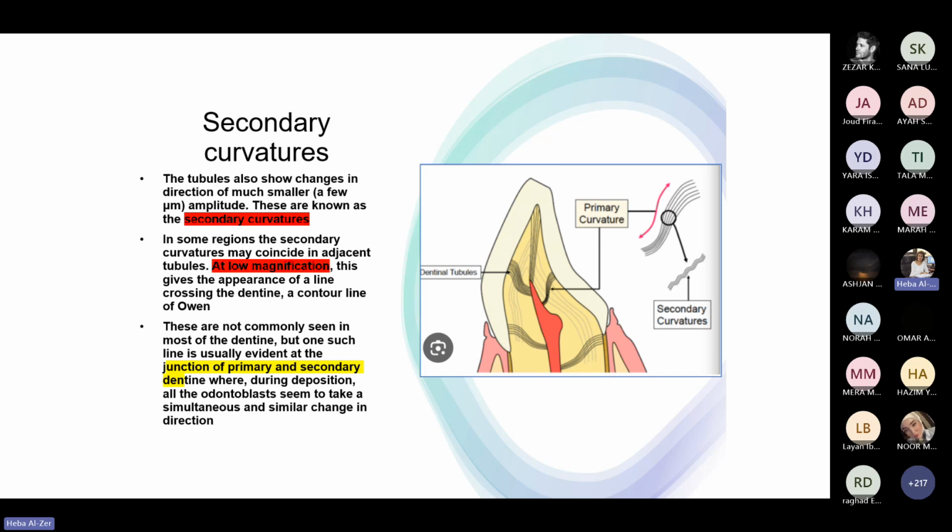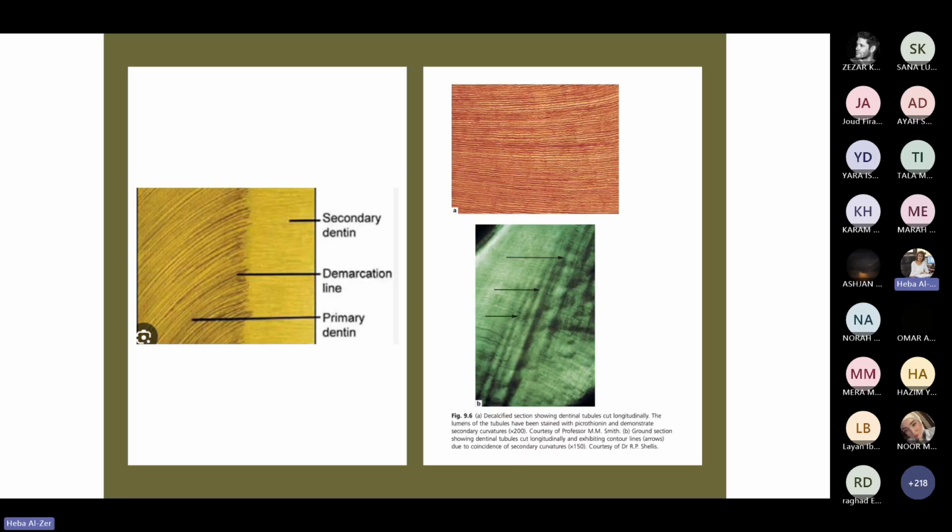If these secondary curvatures coincide with each other at some place, they make a line. I will show you in a minute. They make a line. This line is called contour line of Owen. This happens at many places, either inside the primary curvature, like we see here, or between what we call primary and secondary dentine, as you can see here. It's called contour line of Owen.